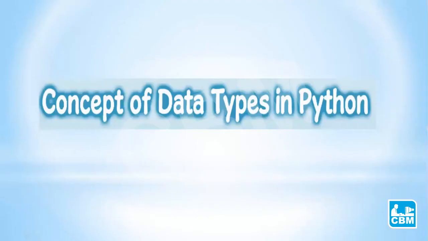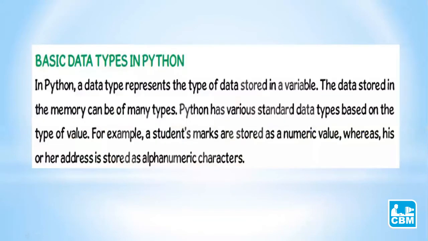In this video, we are going to learn about data types in Python. The type of data that is stored in a variable is represented using a data type. The data stored in the memory can be of many types. For example, a student's marks can be saved as a numeric value, while the student's address can be stored as alphanumeric characters.